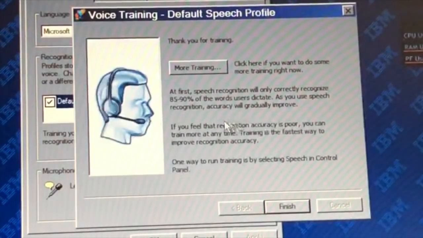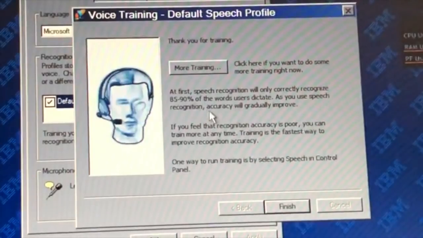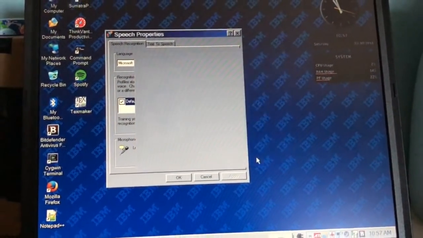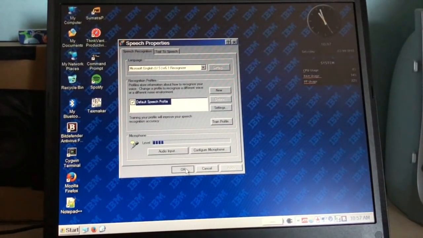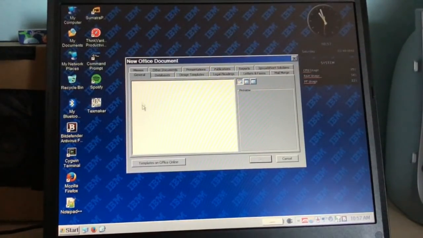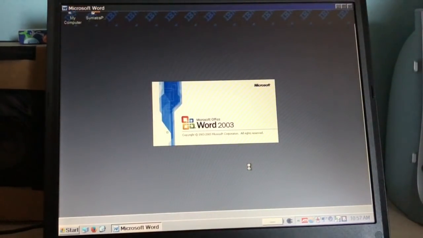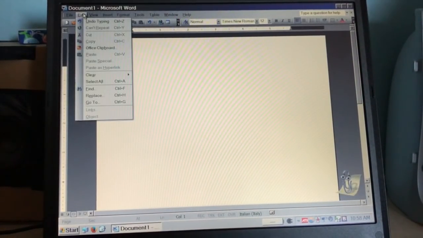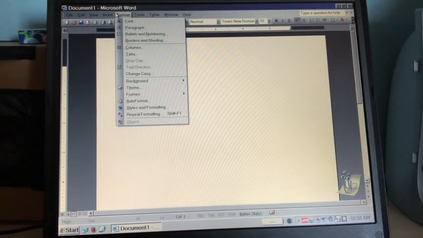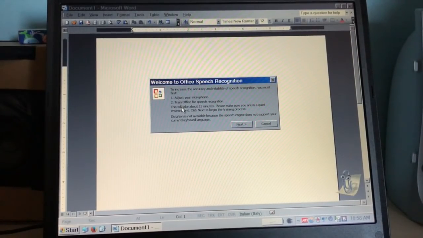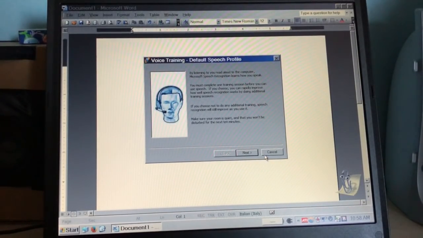I think that was more than enough. We'll only recognize 85 to 90% of the words. Okay, now how do I use this? I think we have to open something like Word. So where's the speech recognition stuff? Speech, I guess. Dictation. I've already done this.